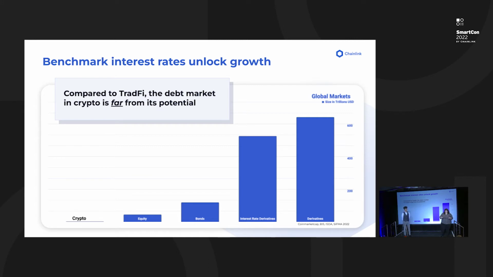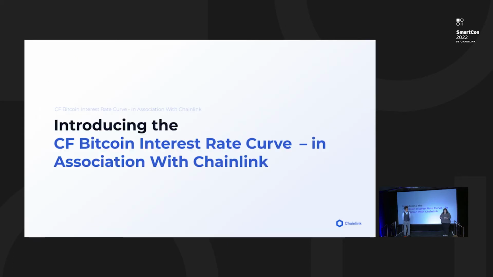If I take a look at what Chainlink has done in the Web3 space in the last few years, they've really democratized information in Web3. They allow us to have the same language surrounding our price feeds. So it makes complete sense to me that Chainlink could be a democratizer of information in this lending and borrowing space. And that's why we want to introduce the CF Bitcoin interest rate curve in association with Chainlink.